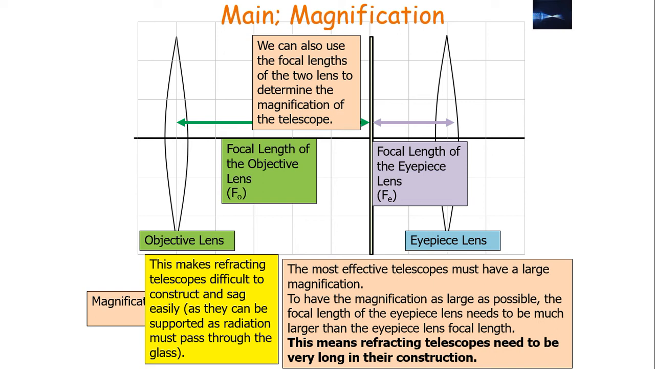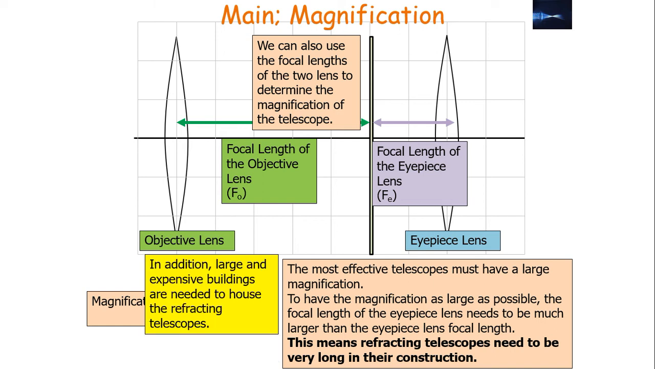Now, this makes refracting telescopes difficult to construct and sag easily, because they can only be supported around the edges, because the radiation has to pass through the glass when it's refracting through. So it makes it very difficult to construct refracting telescopes. And in addition, because we need such a long refracting telescope to gain such a large magnification, we need large and expensive buildings to house these refracting telescopes.